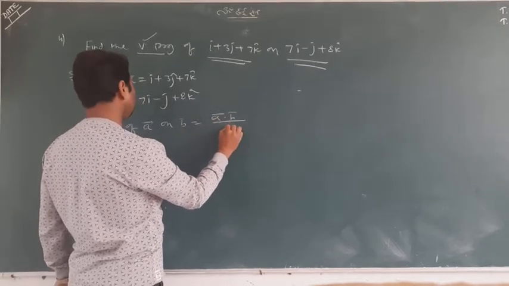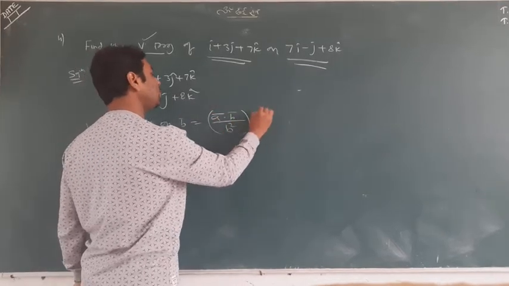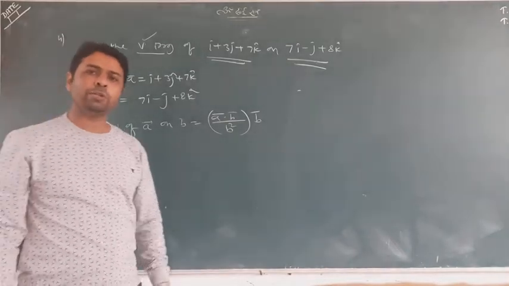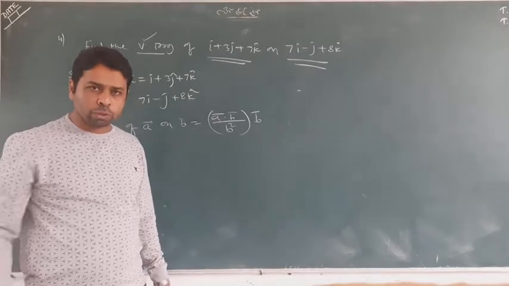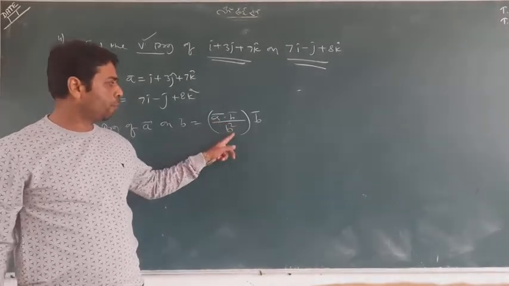A dot B upon B square into B. That is the formula I made you write. You can see your notes and the previous videos to understand this. A dot B upon B square into B.